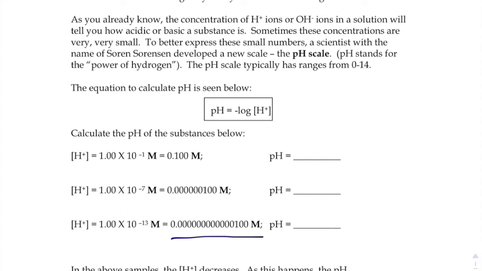So this 0.1, or 1 times 10 to the negative 1. The equation we learned yesterday was this one right here: the pH is the negative log of the H plus. And negative log, remember, is just fancy math speak for what's the exponent of this number.